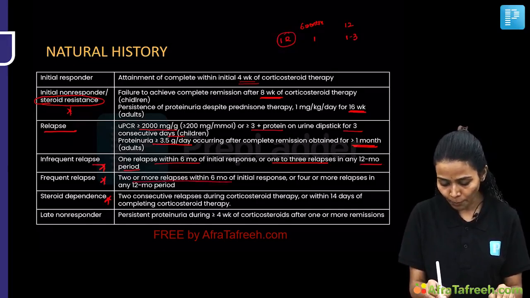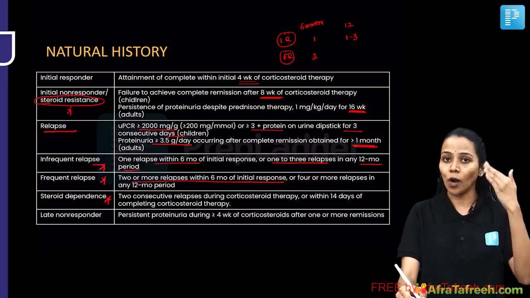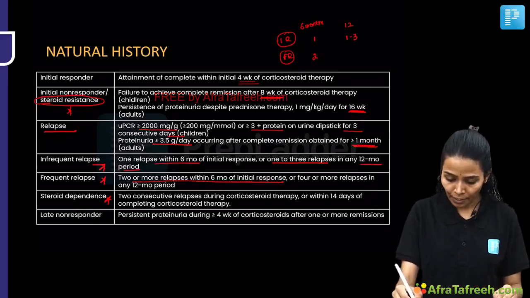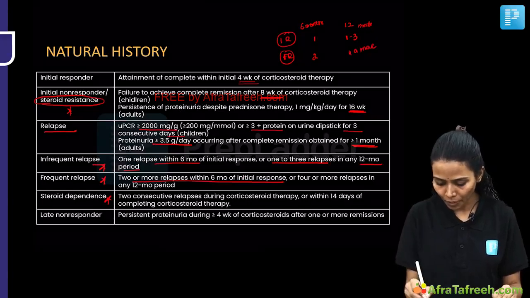That is 2 or more relapses within 6 months of initial response. That is 2 or more. Okay. So 1 becomes infrequent, 2 or more becomes frequent. Similarly, at 12 months it is going to be 4 or more relapses. Okay. In a 12-month period.